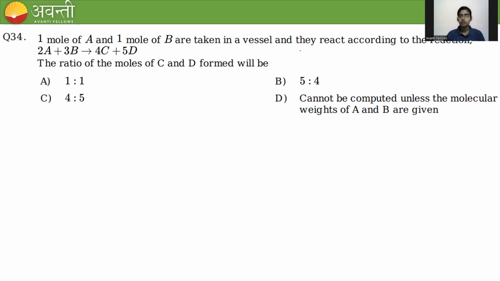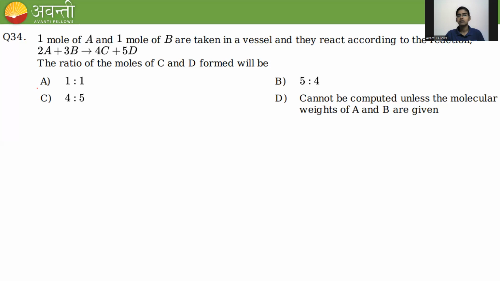Question number 34. 1 mole of A and 1 mole of B are taken in a vessel and they react according to the reaction 2A plus 3B giving 4C plus 5D. The ratio of the moles of C and D formed will be. So here A and B both are taken in equal amount, that is 1 mole and 1 mole. So no matter what the initial amounts of A and B are, the ratio of moles of C and D will always be formed in a 4:5 ratio only.